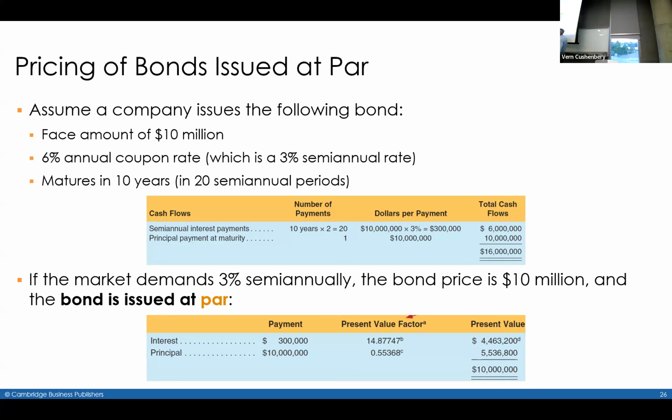This is what we borrowed. This is exactly what you would expect. $10 million, that's what we borrowed. Obviously, it's worth $10 million today. The exercise just shows you how that's broken up. That's broken up between the interest and the principal paid back at the end of the term.